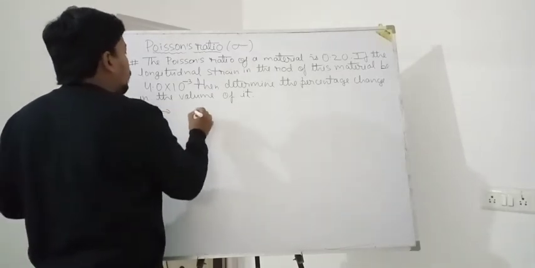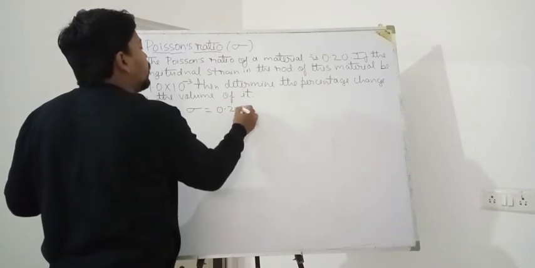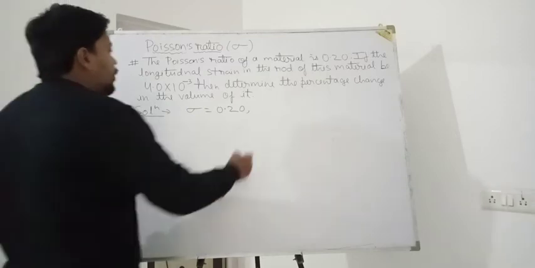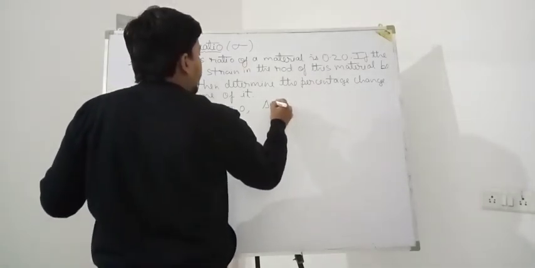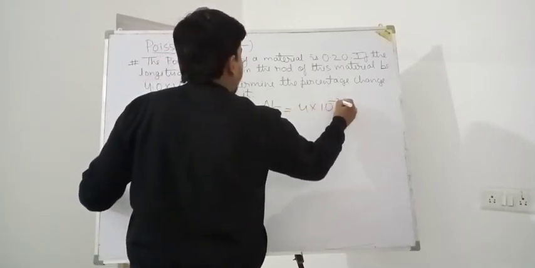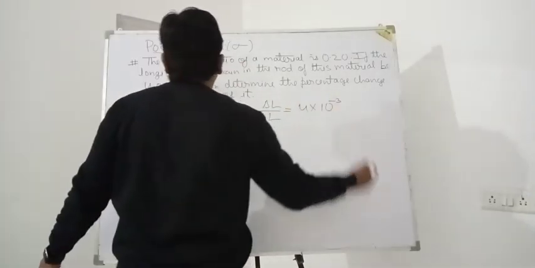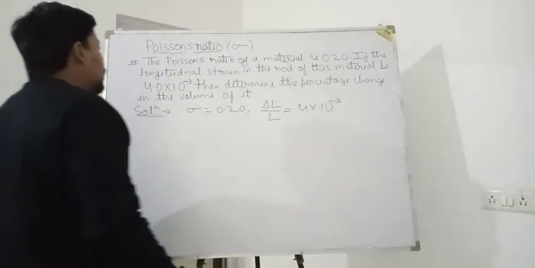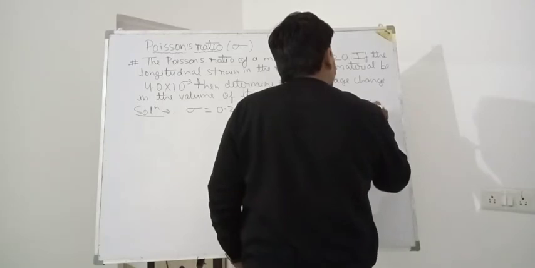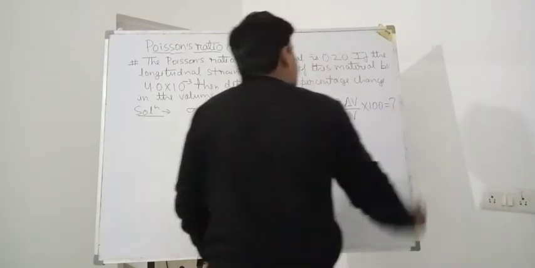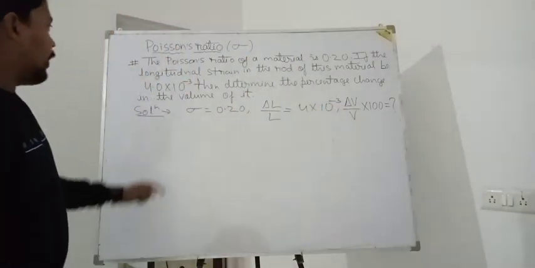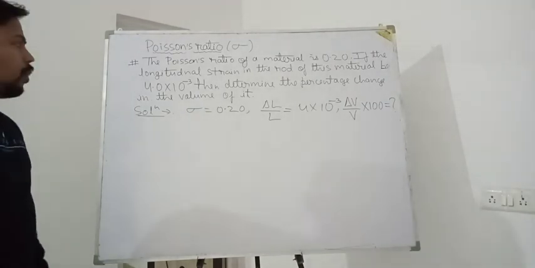So what is given to us in the solution? Poisson's ratio is given, it is equal to 0.20. First write this. What else is given to us? The longitudinal strain is given to us. That means delta L upon L is equal to 4 into 10 to the power minus 3. Then determine the percentage change in the volume of it. So that means we have to calculate delta V upon V into 100. What is the percentage change? That means the fractional change in the volume into 100. That will be the percentage change in the volume of it.